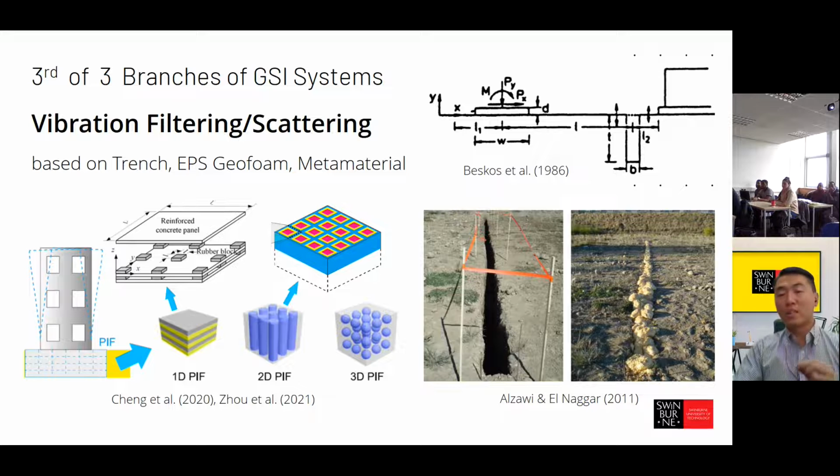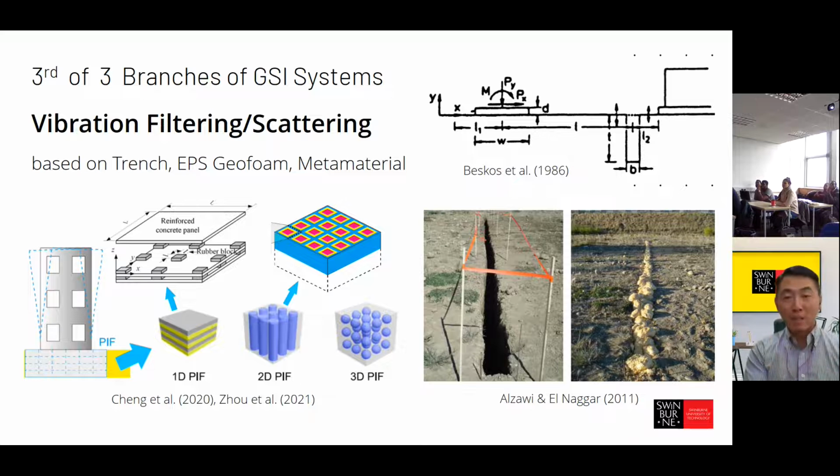Actually, the use of trenches is not something new. In the 80s or even earlier, there were researchers looking at the use of trenches for isolating high-frequency waves, but it was not for low-frequency waves like earthquake waves. And so it was not until 2011 that people published the first paper on the use of trenches for isolating seismic waves.